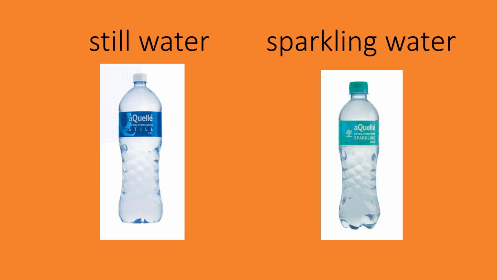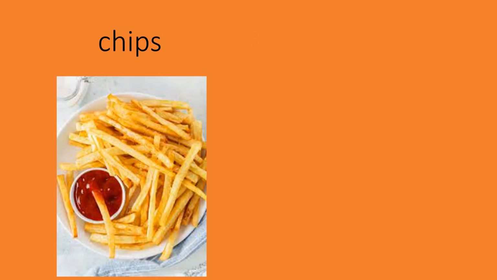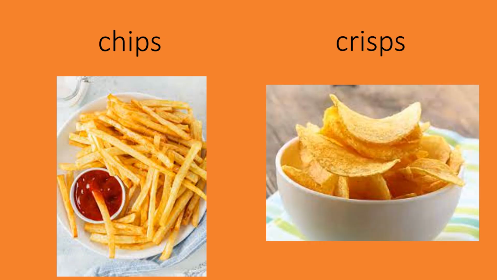Now let's talk about food for a minute. When ordering water in a restaurant, for example, you'll need to specify which kind of water you want. Still water is regular spring water, and sparkling is carbonated. When ordering a steak at a restaurant, you would order a fillet. It's not pronounced filet, it's pronounced fillet. If you want French fries, you order chips. And if you want potato chips, you order crisps.